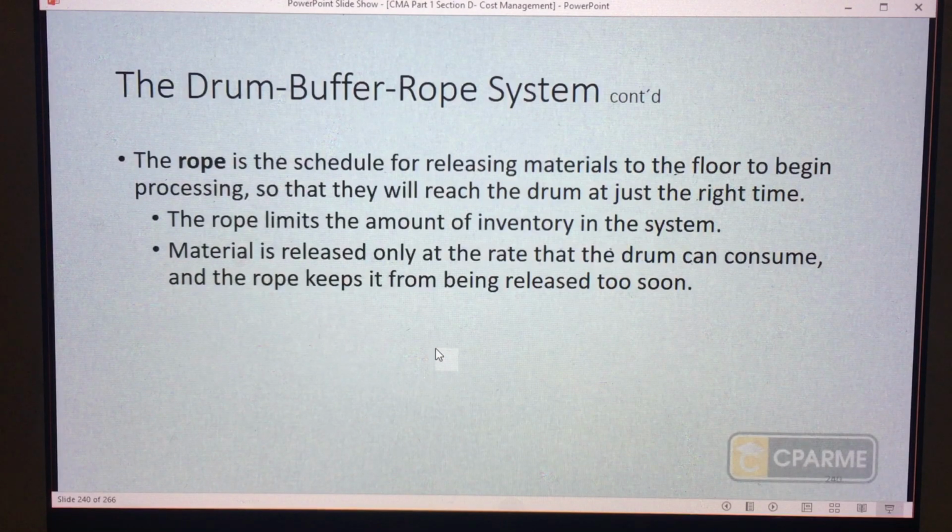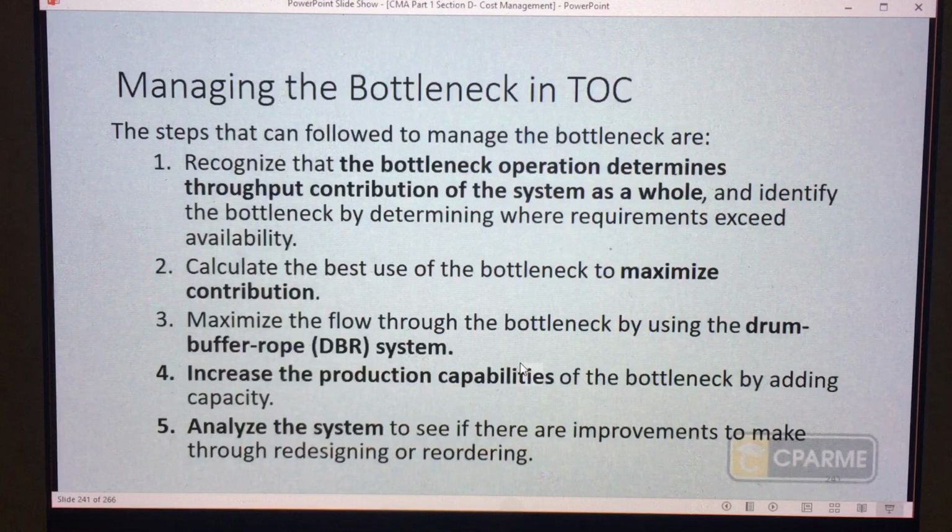So the rope is the schedule for releasing your materials to the floor to begin processing, so that they will reach the drum at just the right time. The rope would limit the amount of inventory in the system para hindi ka mag-over ng production. So again, the material will be released only at the rate that the drum can consume, and the rope keeps it from being released too soon.